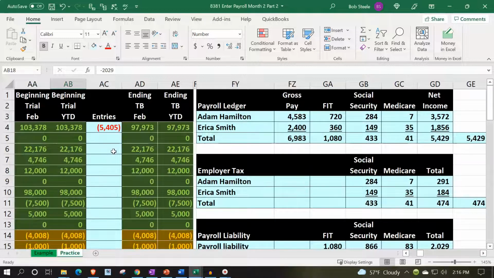Now let's post this to the GL. To do so, we're going to have to unhide some cells. Go into AE and go into FY. AT to FY.